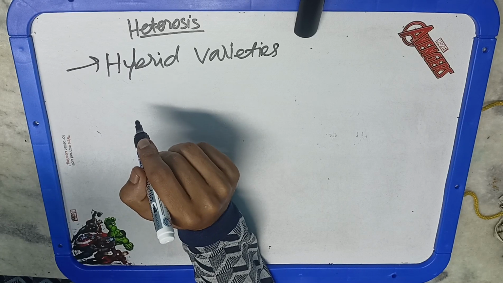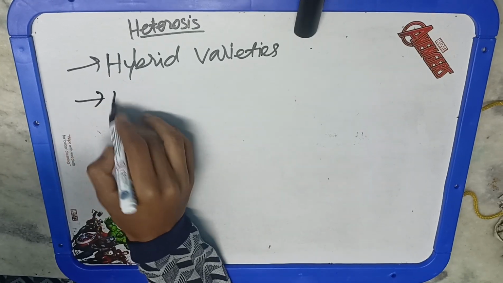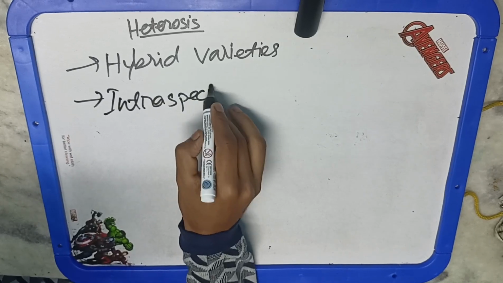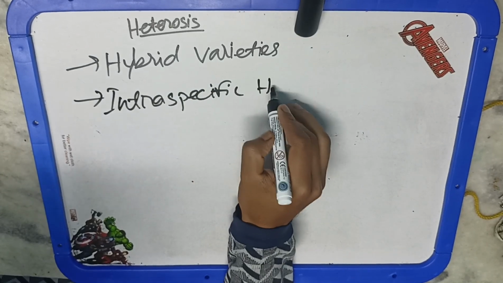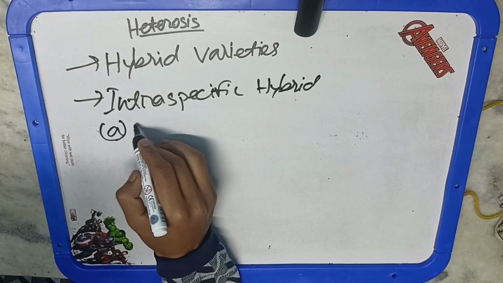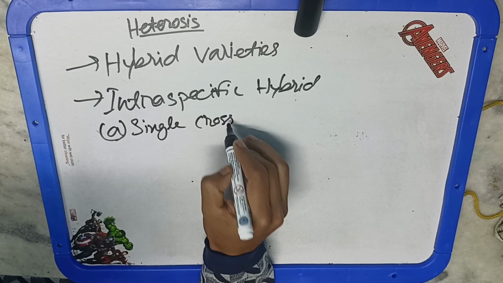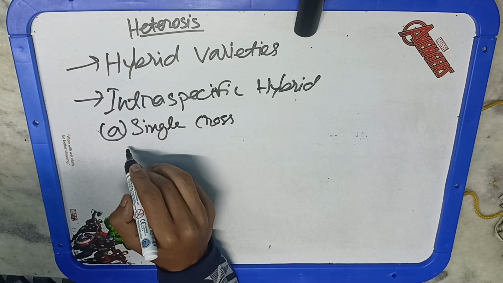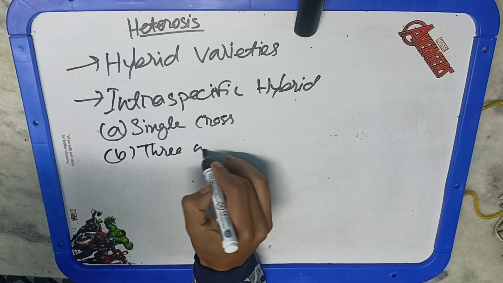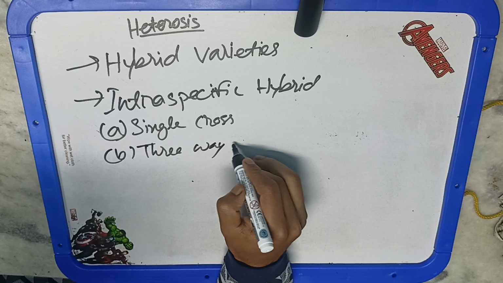It means, as we have discussed, we are making a cross between two parents or two homozygous lines, and ultimately we are getting a heterozygous F1. So it is a hybrid. The commercially cultivated hybrids are generally of two types: one is intraspecific, another is interspecific. Intraspecific means we are making crosses between the lines of a particular species. For example, Triticum aestivum. If we are making crosses among the lines of Triticum aestivum, then it will be called intraspecific.